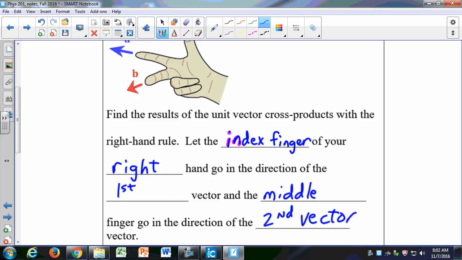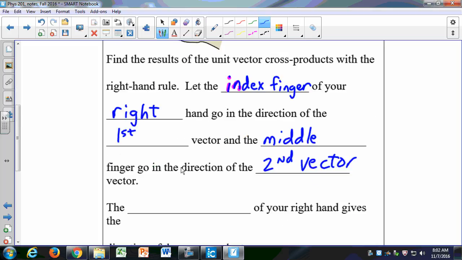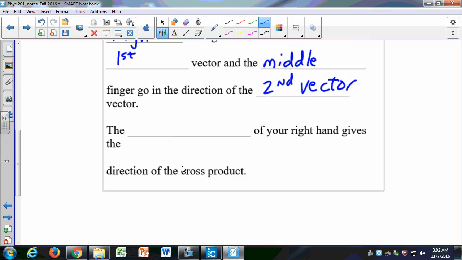Okay, did you see how I did that? And then I'm ready to do the right hand rule. So make sure you always use your right hand. Don't use your left hand. And then when you do that, the thumb of your right hand gives the direction of the cross product.